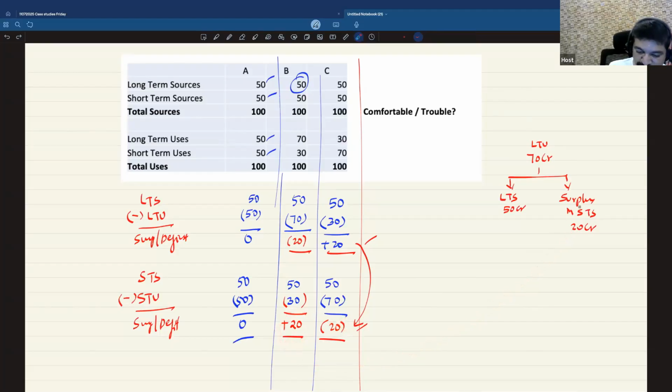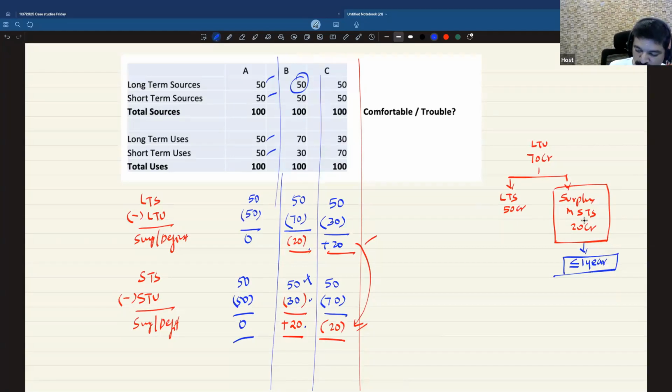Why? Because this surplus in short-term source is short-term money. Short-term money means what? It is repayable within a period of 1 year. So look, 50 crore has come from short-term source. If whoever has given the 50 crore demands the entire repayment, then the money that will come for rescue will be only 30 crore. This remaining 20 crore will not come because it is not sitting in short-term use or short-term asset. Rather, it has gone for long-term use or long-term asset.